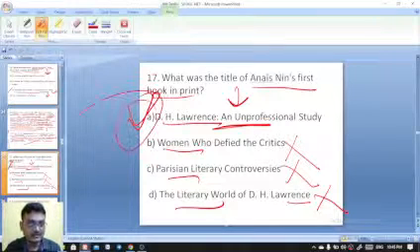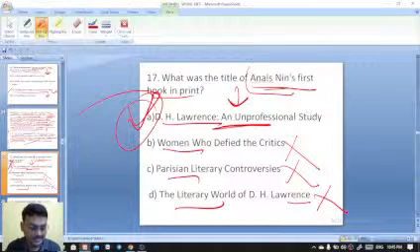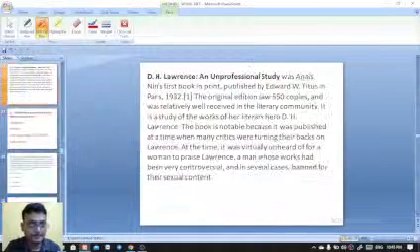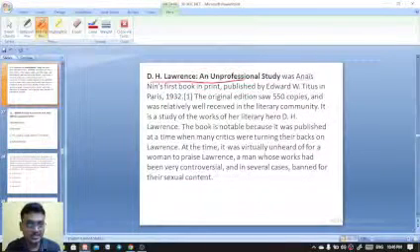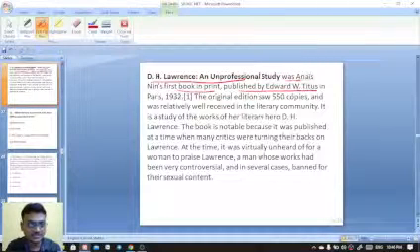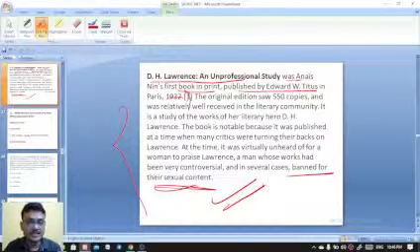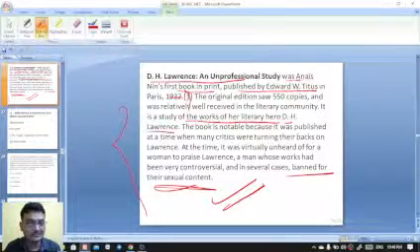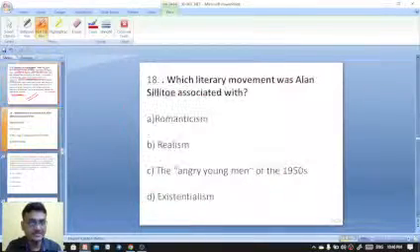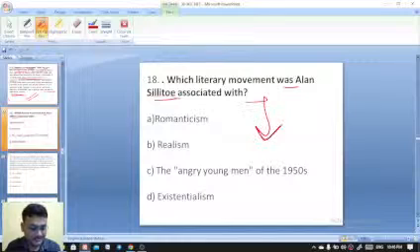Here, the first book in print by Anaïs Nin was D.H. Lawrence, an unprofessional study, published by Edward W. Titus in Paris. It was also banned for its sexual content. It is a study of the works of a literary hero, D.H. Lawrence. She was heavily influenced by the works of D.H. Lawrence. Whose literary movement was Alan Sillitoe associated with?